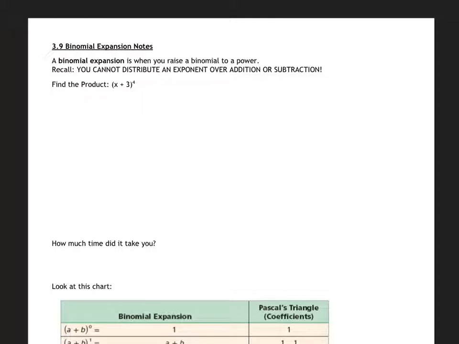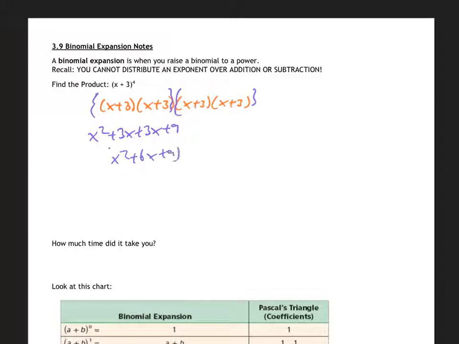This is the long way to do it. So I got x plus 3, and I have 4 of them. So if I kind of split it up into 2, I can FOIL the first one, FOIL the second one. So I would get x squared plus 3x plus 3x plus 9. So x squared plus 6x plus 9. But I have 2 of those. So no point in doing it twice. So I can go ahead and just say, if I multiply the first one and the second one, I get these.